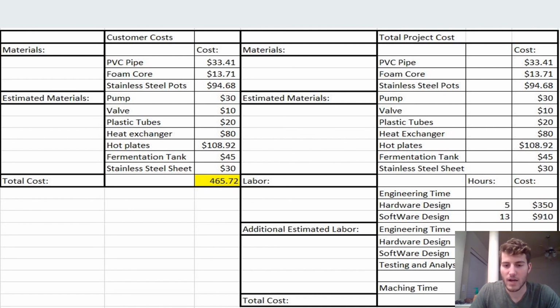And as of right now, we've spent most of our time working on software. We're estimating that we're going to put a lot more time into our hardware design, testing and analyzing that, and then probably going back to our software to redesign and then finishing with the hardware. And in there we're going to have some time to machine, so we're also going to add an estimated machine time, which is going to just increase our cost.